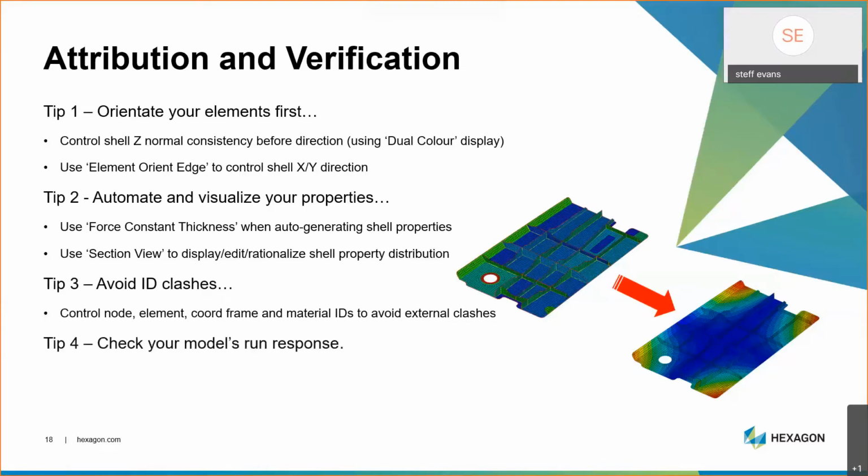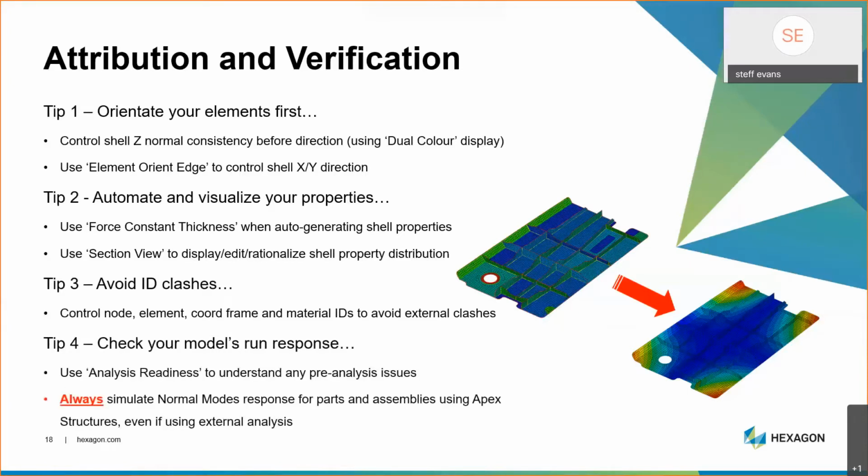This is probably the most important tip of all the stuff we've been looking at today. Use the analysis readiness tool to understand if you've got any pre-analysis issues, and then irrespective of whether you're going to be solving in Apex or exporting the model externally, I would suggest it's good practice to always simulate normal mode response for both parts and assemblies using the Apex Structures solver, just to make sure the model deforms and the stress distribution, or strain energy, develops in a way that is expected for the type of structure you're looking at.